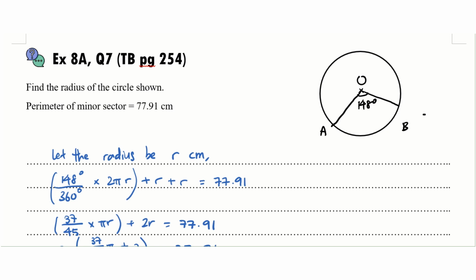In exercise 8A question 7, we are given a circle as shown and we want to find the radius of it. We are also given that the perimeter of the minor sector is 77.91 cm. So the perimeter comprises three parts in total, where two parts are the radii, and then the arc length AB. So we can let the radius be r cm, and then we form an equation using the arc length, which is 148 over 360 times 2 pi r, plus the other two radii, and they should all sum up to 77.91 cm as given in the question.